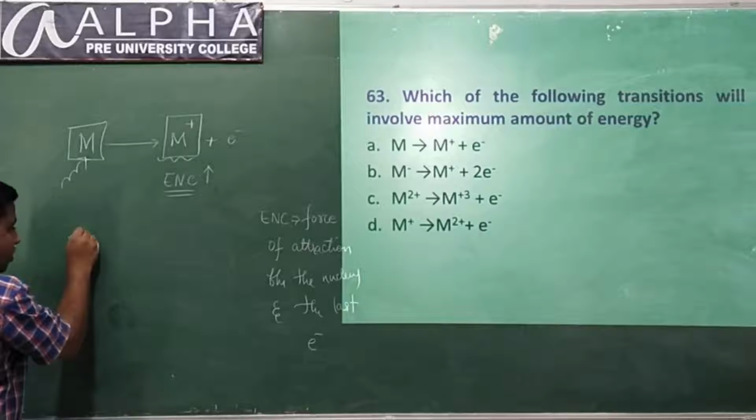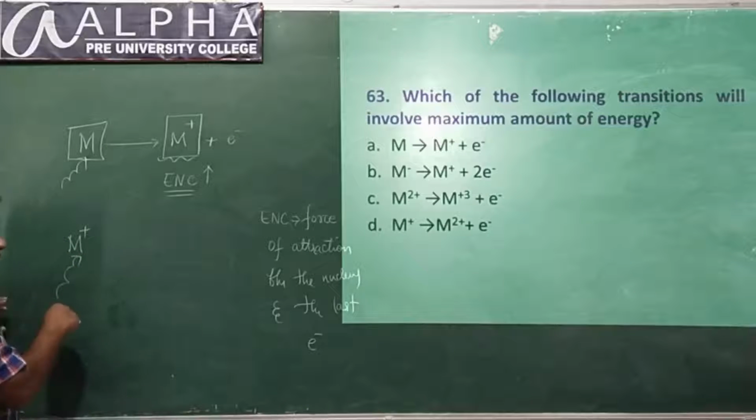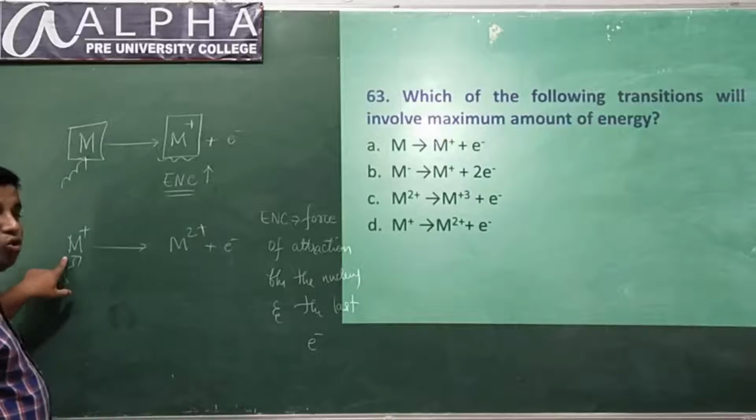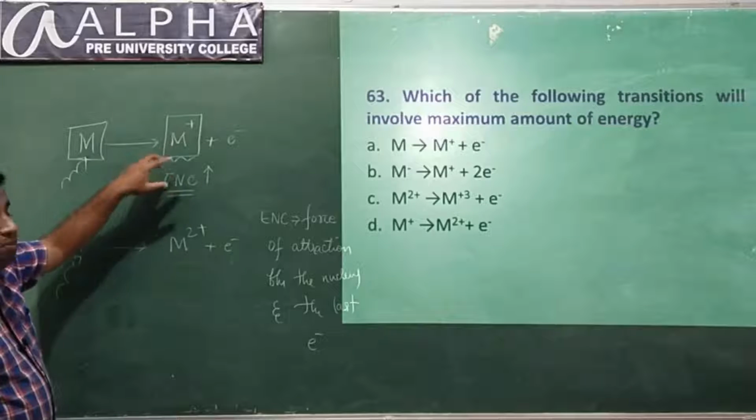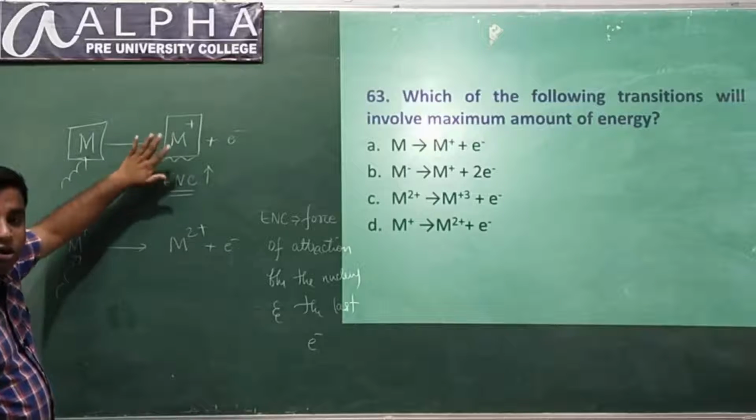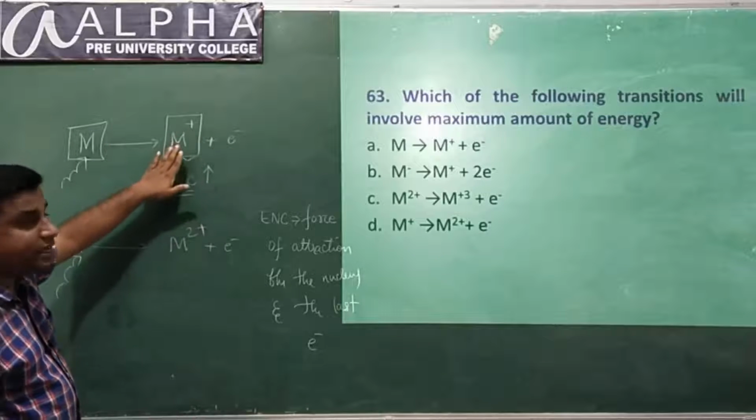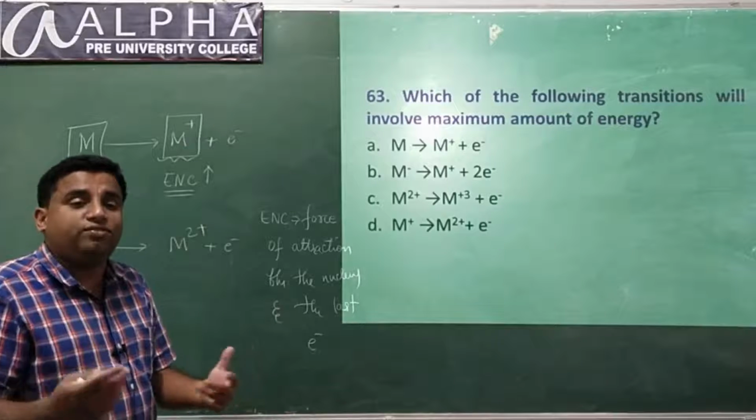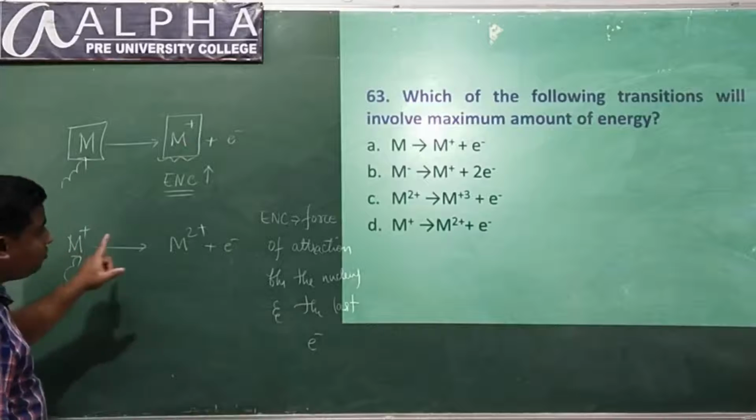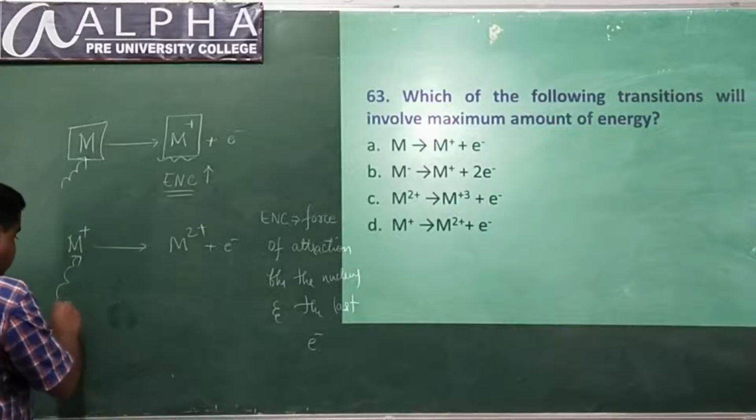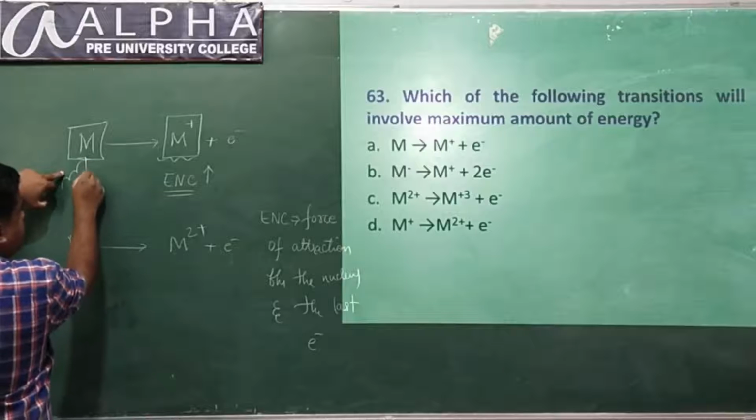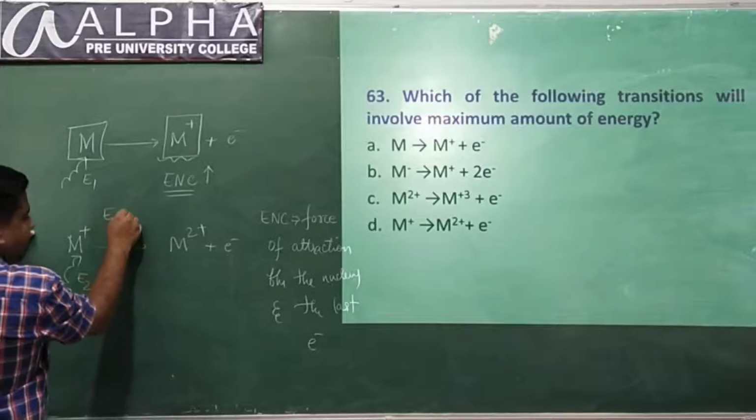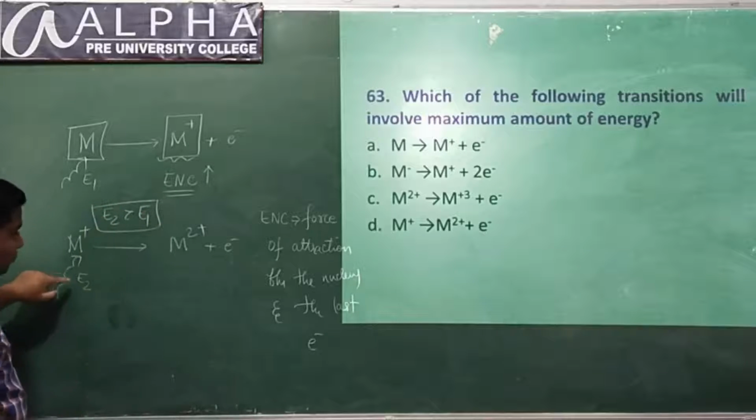Now, from this ion, again if I have to remove an electron to form M2 plus, I should supply more energy, because on forming M plus, it has more effective nuclear charge. Are you able to understand? More the effective nuclear charge, more energy you have to supply to remove the last electron. Let me call the energy of this transition E1, and the energy of this transition E2. Of course, E2 is more than E1.